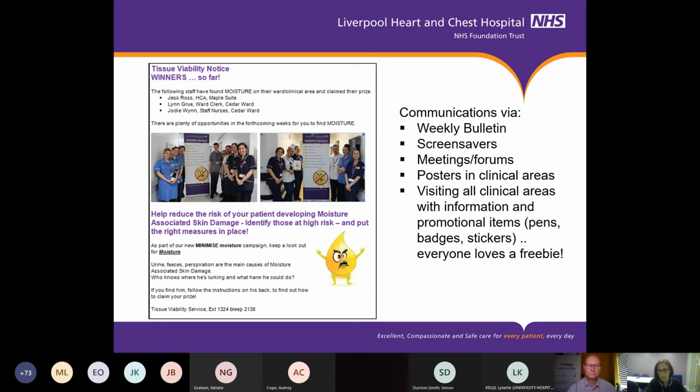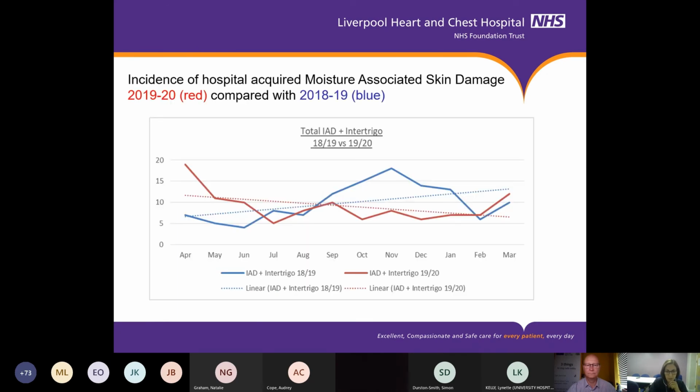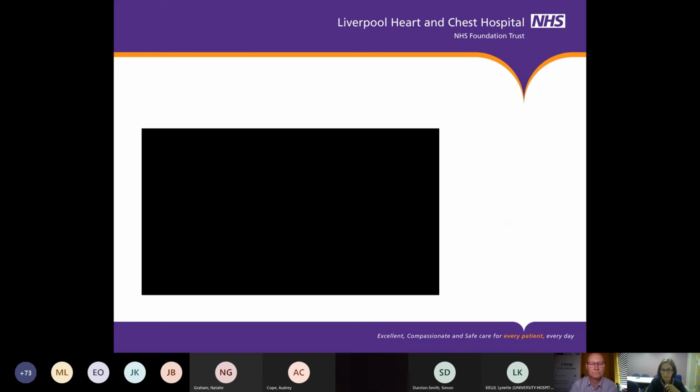We visited all clinical areas with information. We did have some promotional items as well. The intention wasn't only to reduce incidence; it isn't always a qualitative patient outcome. So this wasn't our only outcome measure. We did a staff survey and patient survey as well, but did it have any impact in terms of reducing the numbers? So 2018-19 is the blue line, and last year was the red line. We are working consistently above, obviously with COVID in that April, the start of the red line, where everything went a little bit awry.